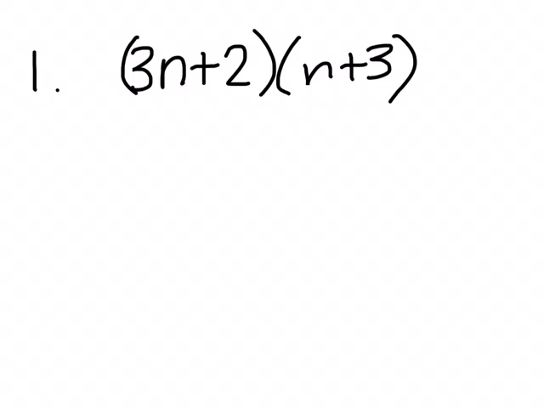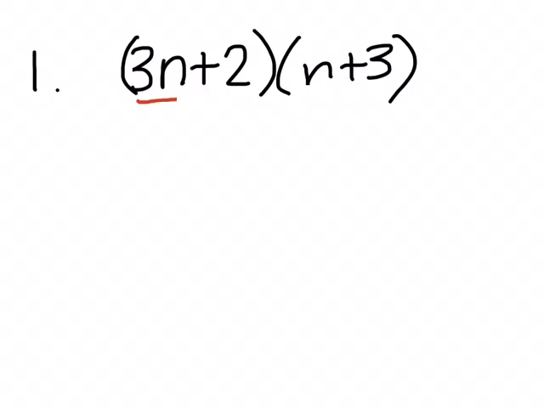This was problem number 1 from the multiplying binomials worksheet. On number 1, you're asked to find each product. So we're going to be multiplying, and we're going to be using FOIL or double distribute. We like to call it double distribute. So what we're going to do with each of the terms is multiply them into the other set of parentheses.